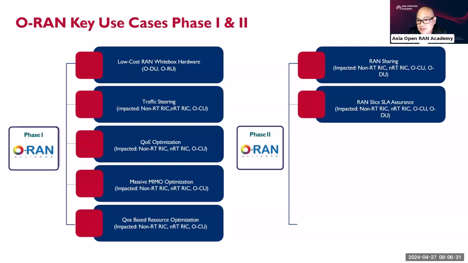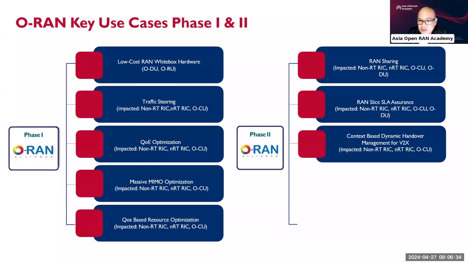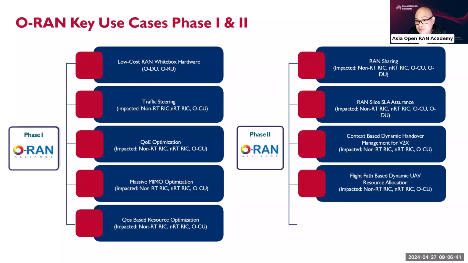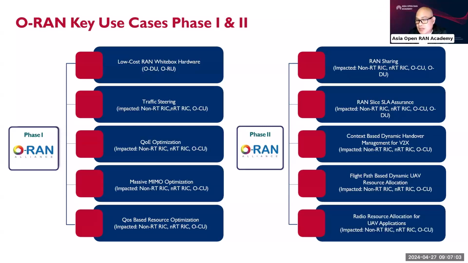RAN slice service level assurance, context-based dynamic handover management, especially for V2X. Okay, so for autonomous driving, and for flight path-based dynamic or UAV. So we saw this in not an Open RAN system, but the application of unmanned aerial vehicle or drones, in the application in the University of North Carolina. Okay, and radio resource allocation for UAV applications.